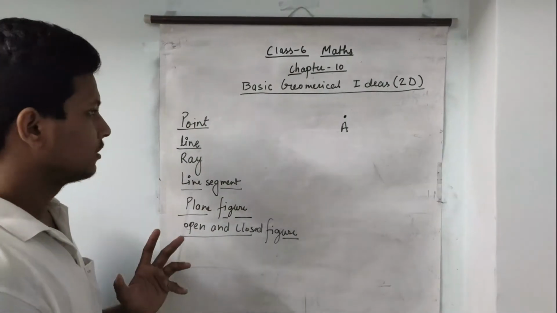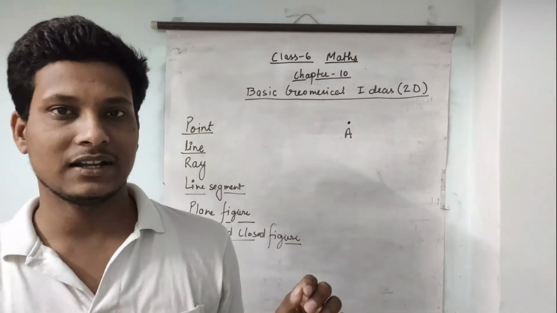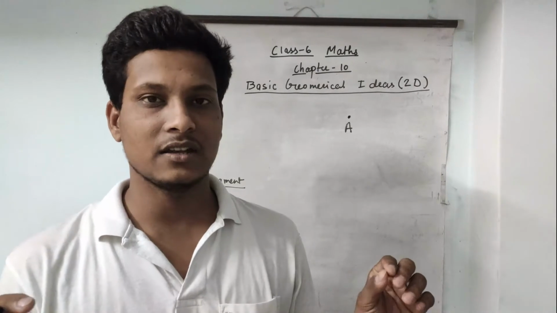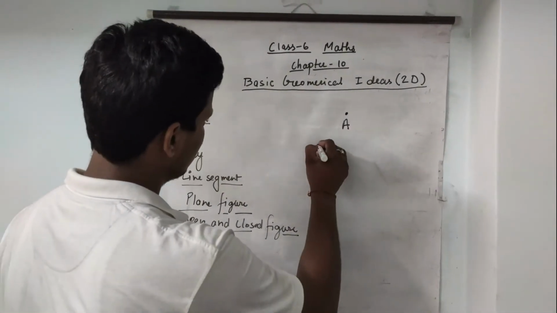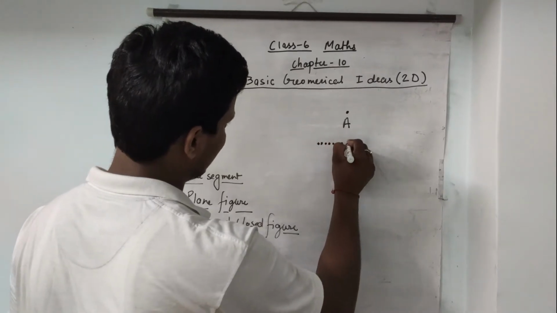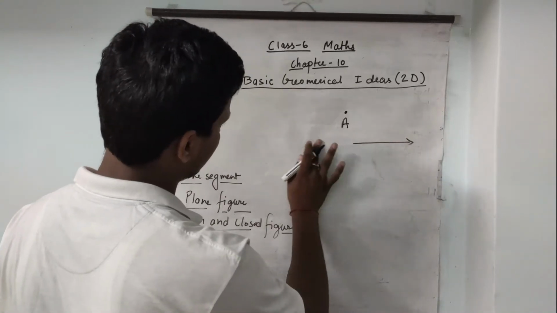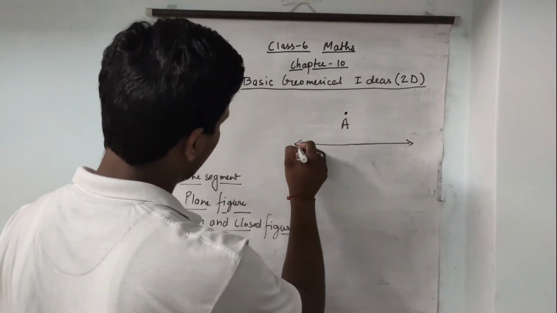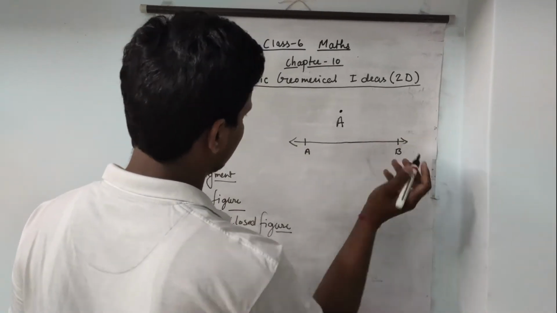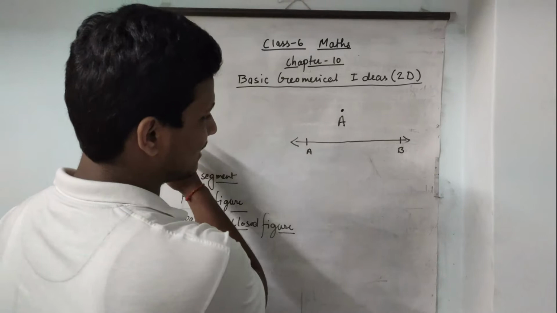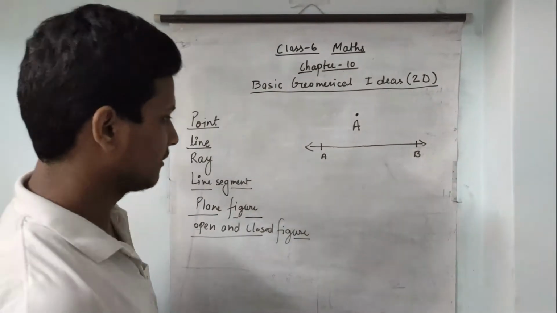Okay. The next part is our line. Line has no finite length. It can be extended in both directions. It is a combination of points, just like infinite points are there, that makes a line, and it has no fixed length, and it can be extended in both directions. Like we can extend this line in this direction and this direction also. Okay, so this is called a line.